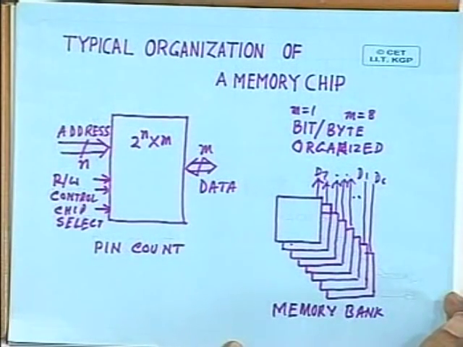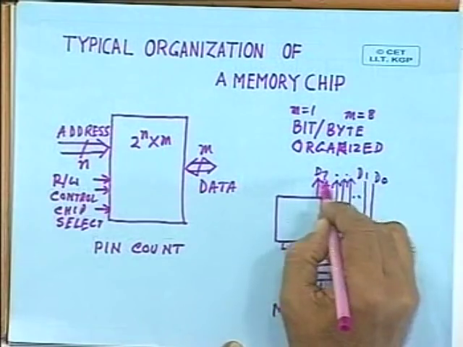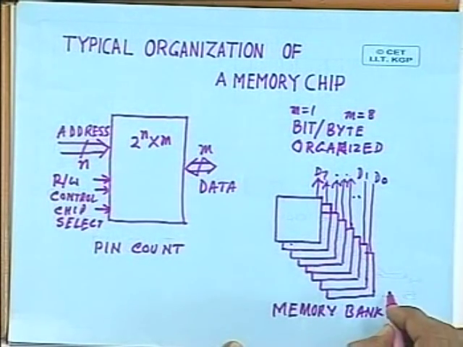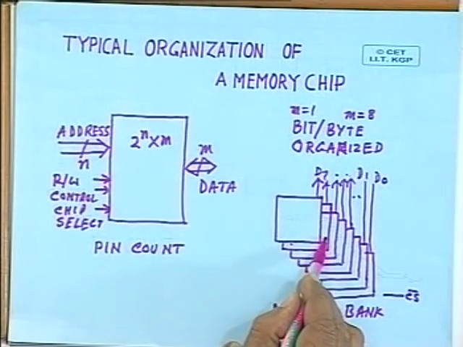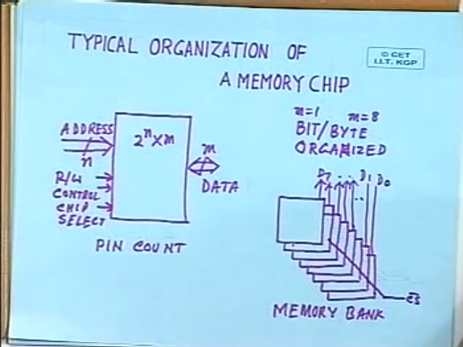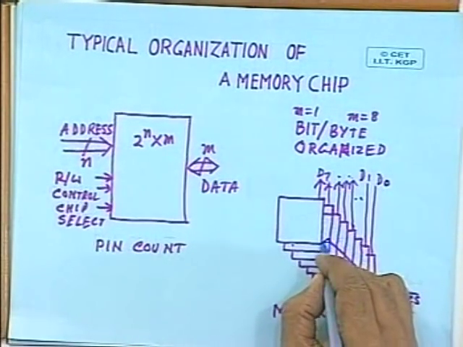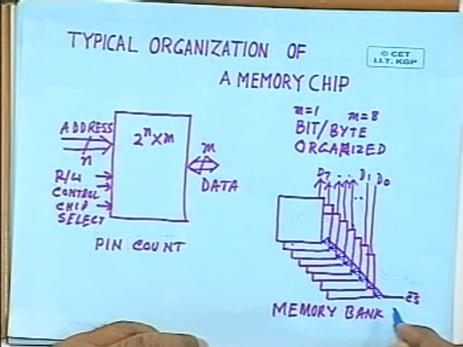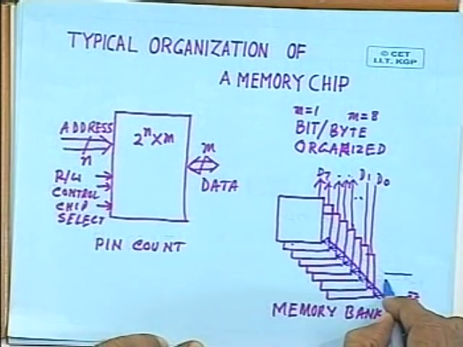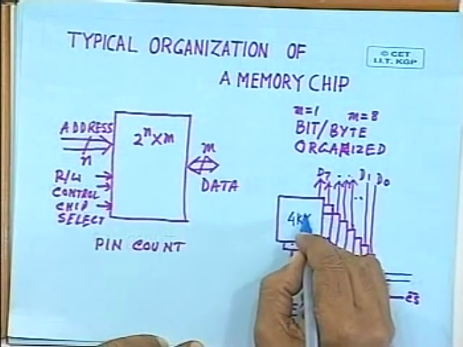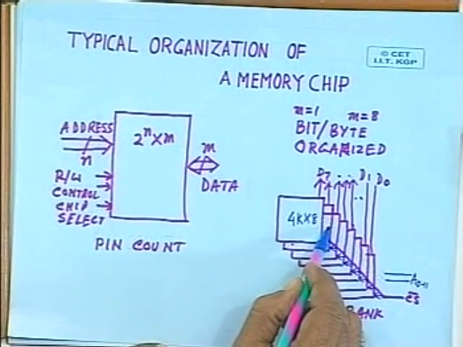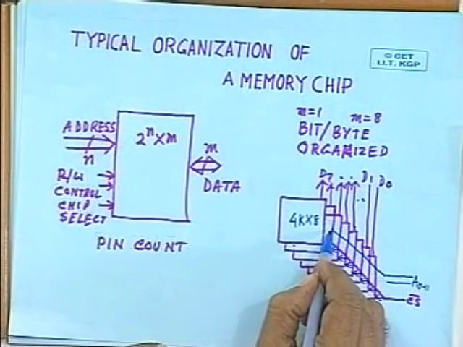How do you access it? So far as the data lines are concerned, you get 8 data lines, one each coming from one memory chip. You have to provide chip select. Chip select has to be applied in parallel to all the chips. It is generated by some circuitry, which we shall see later on, and it goes to all 8 chips. Similarly, for the address, let's assume the organization is 4K into 8. It will require 12 address lines, A0 to A11. These 12 address lines are provided in parallel.